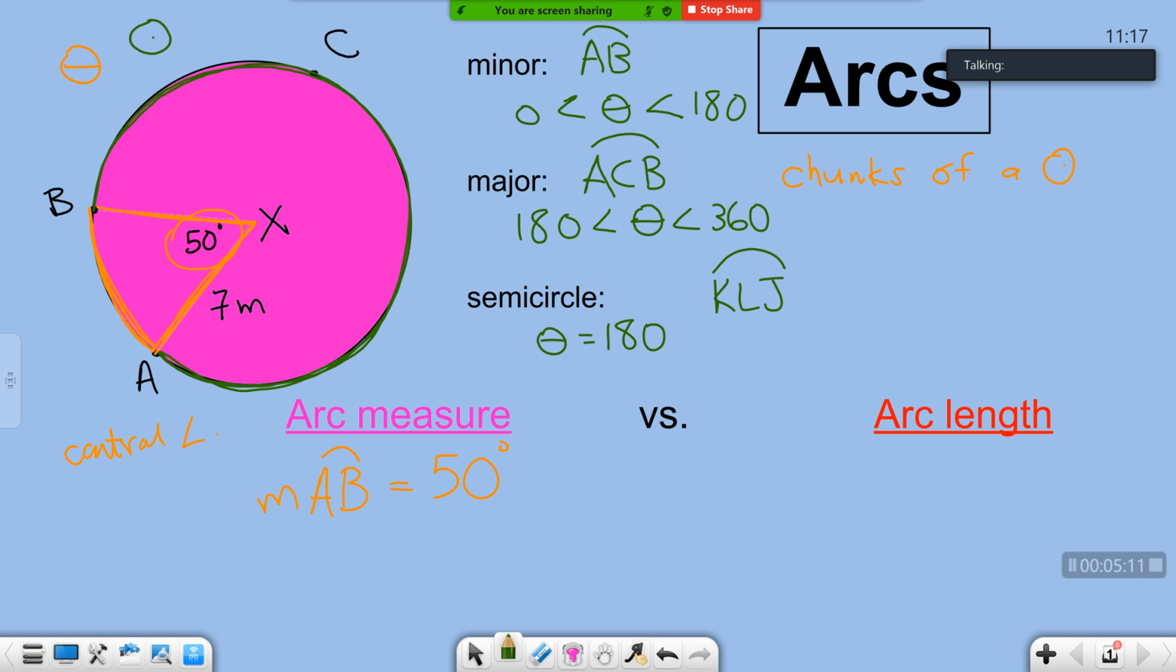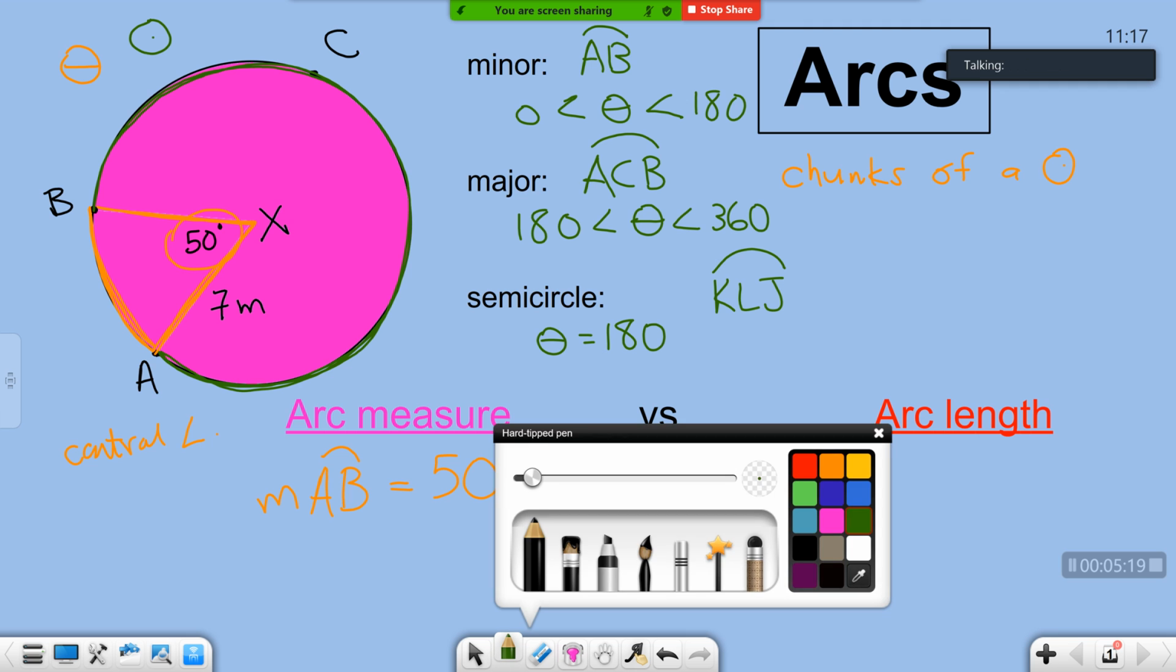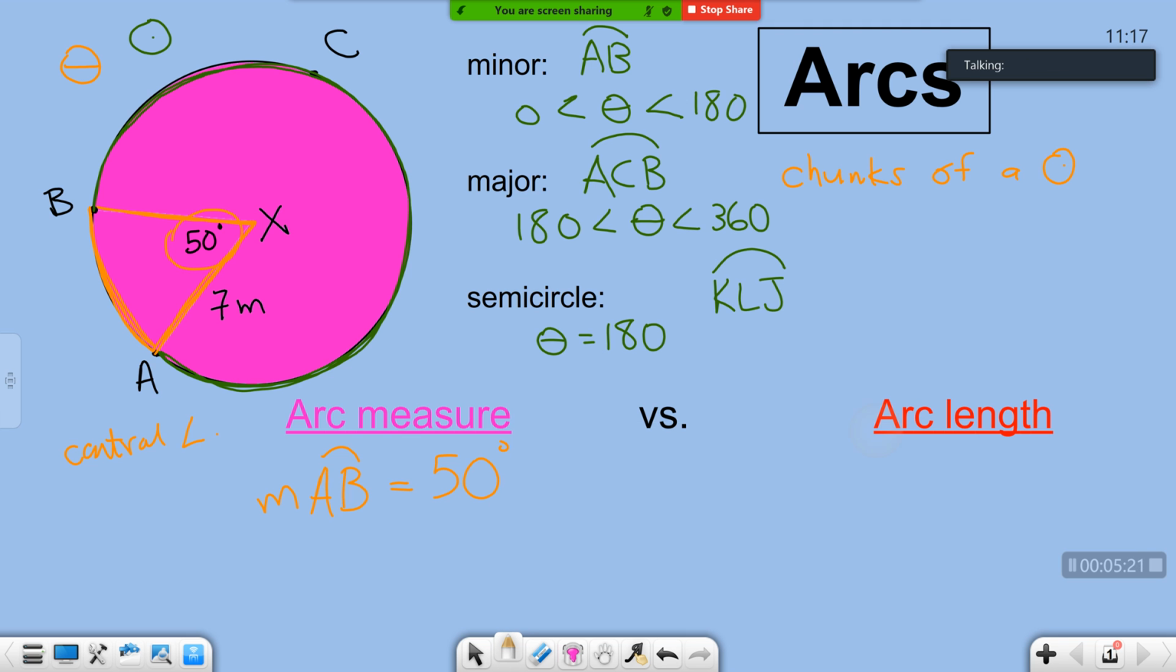We talked about arc measure already. It matches that central angle. So if, for instance, I say, let me change colors here. We'll go to white. If I do this, and I say that this arc BC is equal to 110 degrees, then I also know that this angle has to be 110 degrees. So the central angle and the arc have the same arc measure.